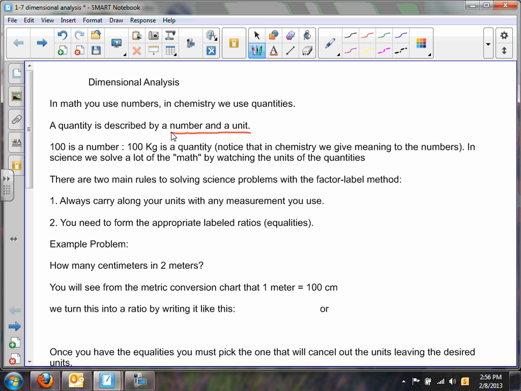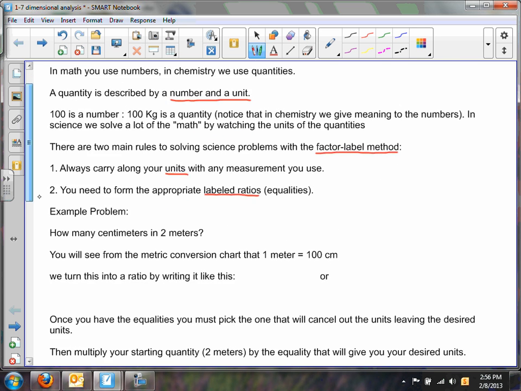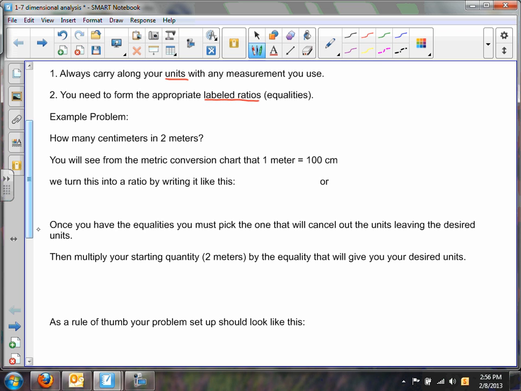Now there's two main rules you need to remember when using the factor label method or dimensional analysis, and that is always carry your units along with the measurement and then form the appropriate labeled ratios so that the units cancel out properly. For instance, if we want to figure out how many centimeters are in 2 meters, you should know the conversion that 1 meter is the same thing as 100 centimeters. So you could write that this way: 100 centimeters per 1 meter, or 1 meter per 100 centimeters.